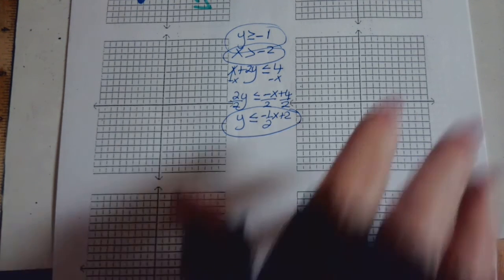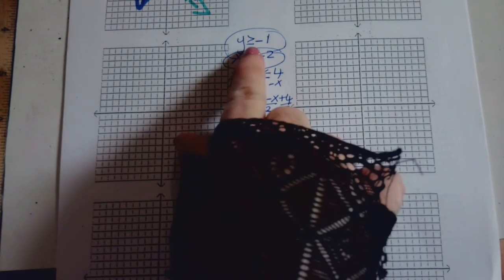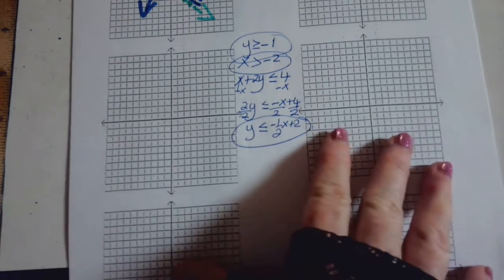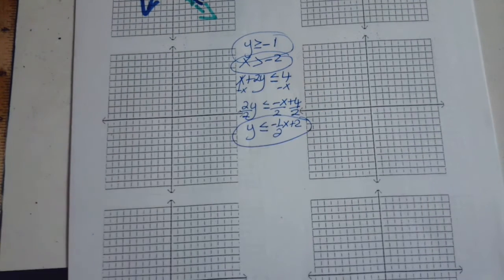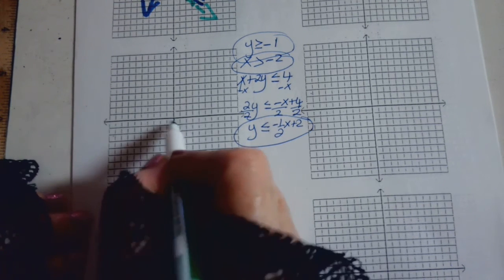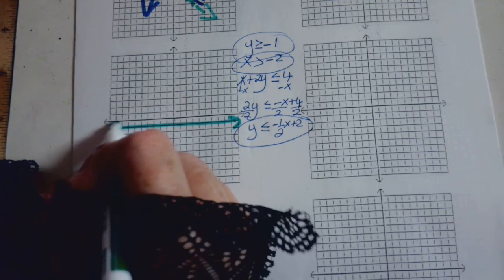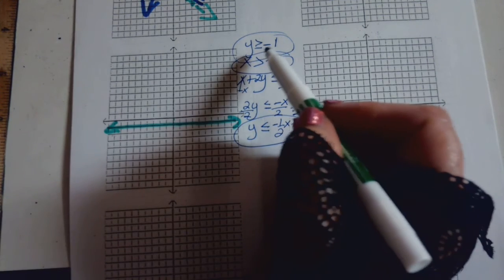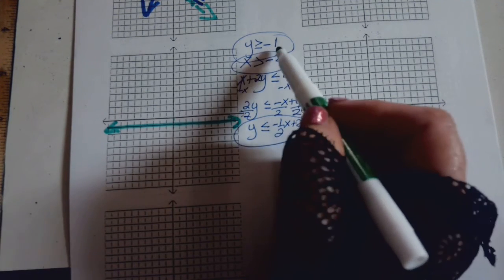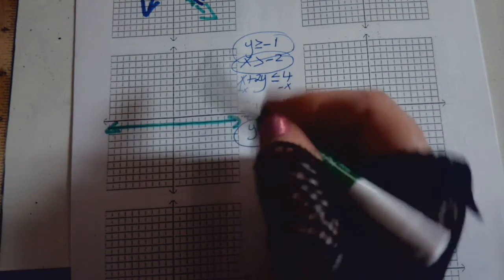So let's start with the easiest ones first. y is equal to or greater than negative 1. So hopefully you remember that that's just a horizontal line, but it is a solid line. So you go down to negative 1, and here's my line. Put your arrowheads on. So think about it. It's greater than negative 1. So 0, 1, 2, 3.